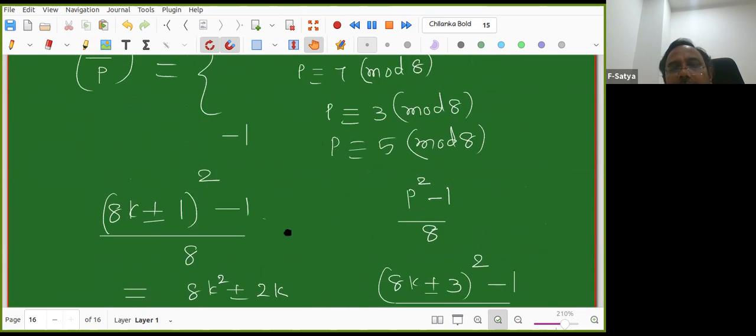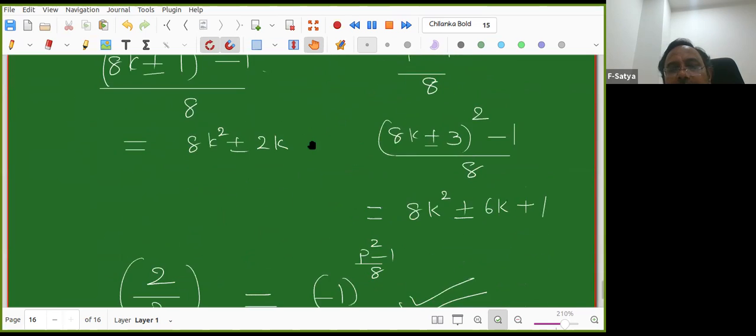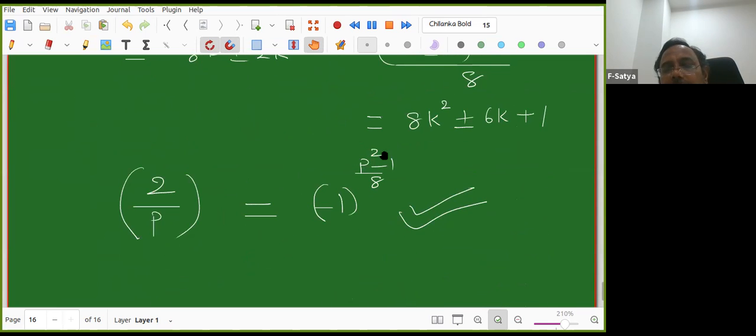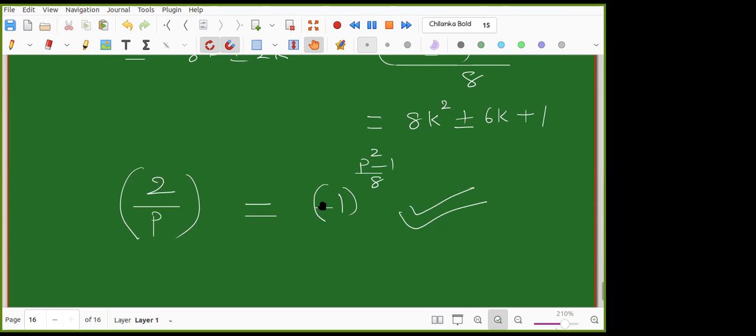All this entire thing is now zipped. It is a zipped file now. (p square minus 1) by 8 is taken care of. Is it okay? Yes, sir. Very good.